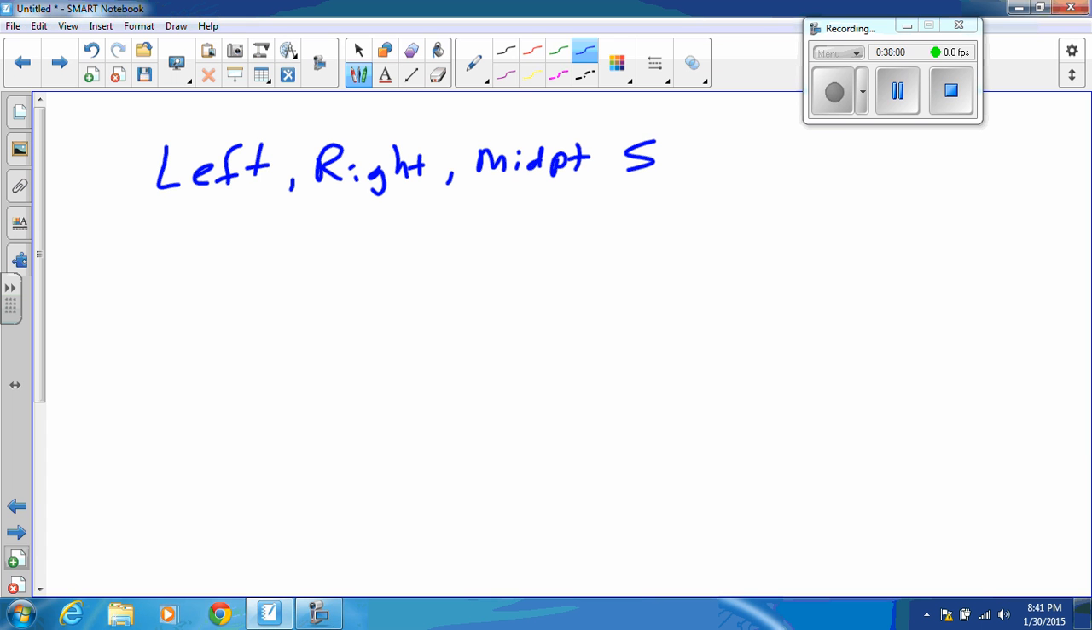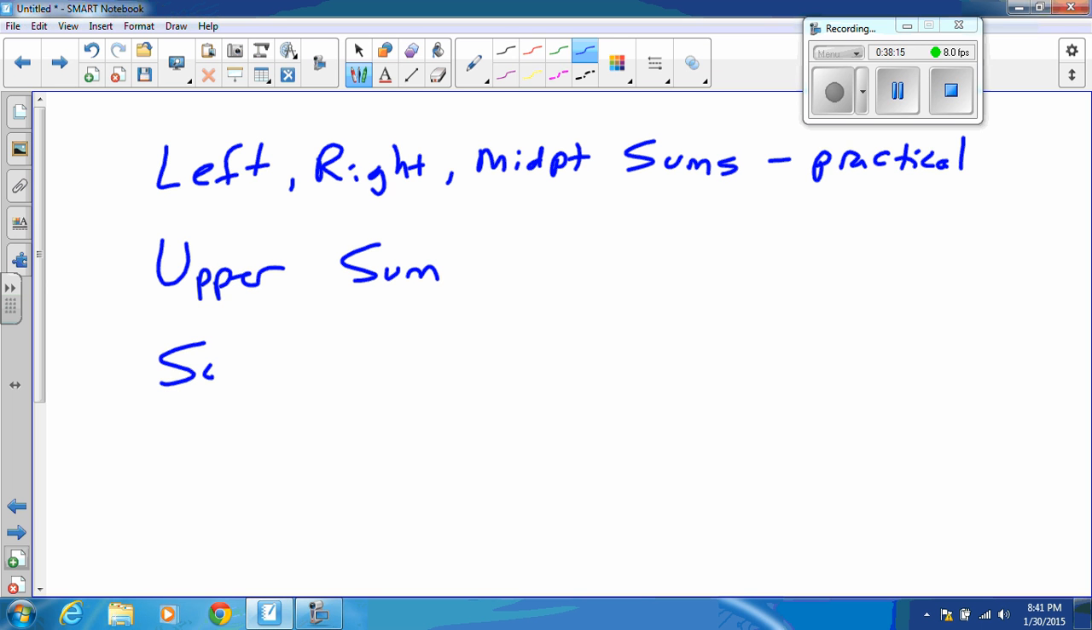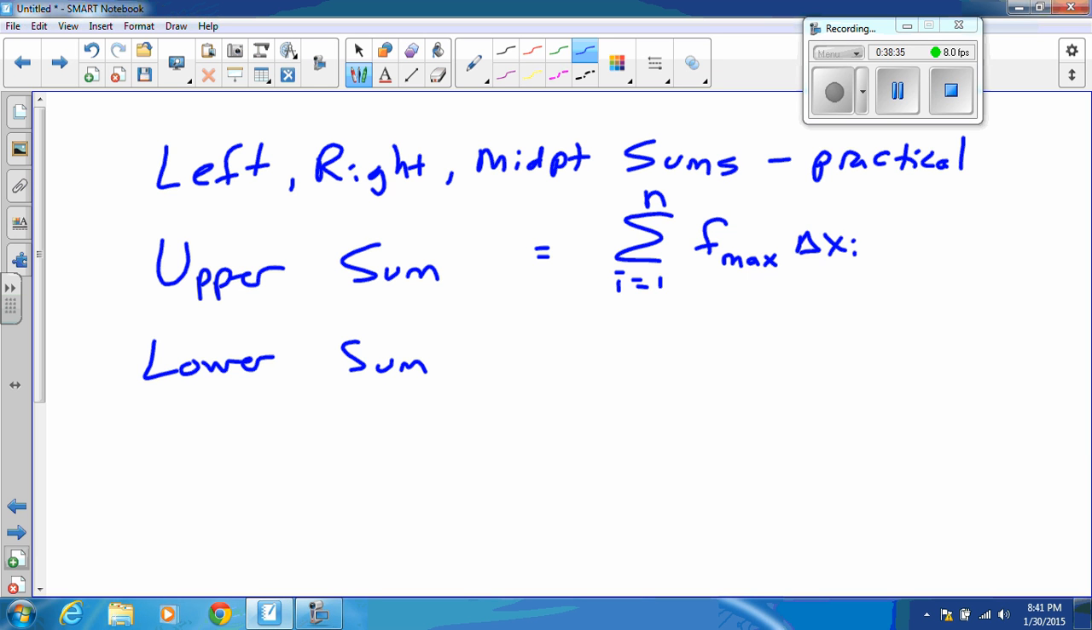Well, I hope these examples give you an idea of how we do area estimates. Now, the last thing we're going to talk about are some other possible choices besides left, right, and midpoint. Left, right, and midpoint sums are the ones that are used for practical purposes. But there are a couple of sums that are very, very useful for theoretical purposes. And those are the upper sum and the lower sum.